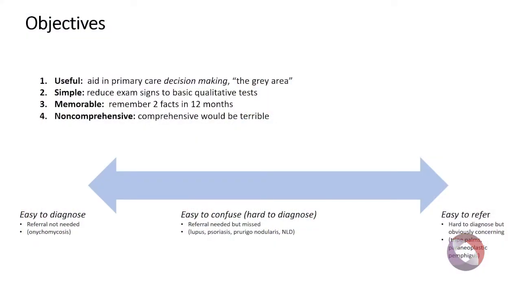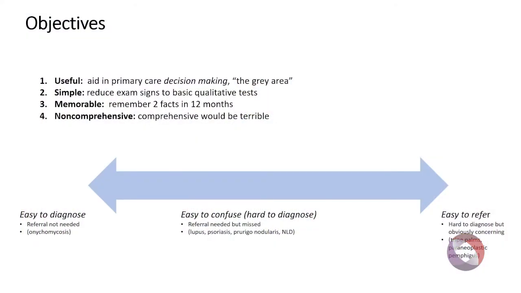We're going to talk about cutaneous manifestations of internal disease, which is a very broad scope and is oftentimes very confusing. My prime objective for this lecture is to try to break it down and make it as clinically relevant as possible. How do I do that? One, useful. I want it to actually aid in decision making. And what does that decision making mean? Well, you see this arrow that I have here, and there's a spectrum.